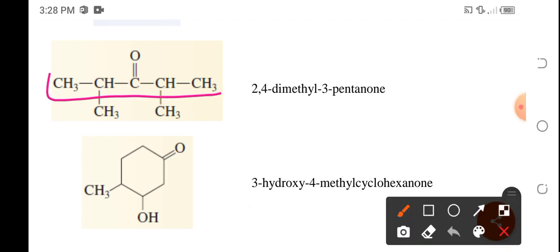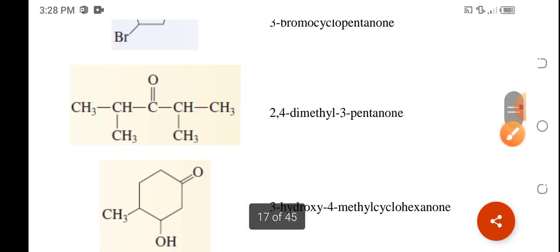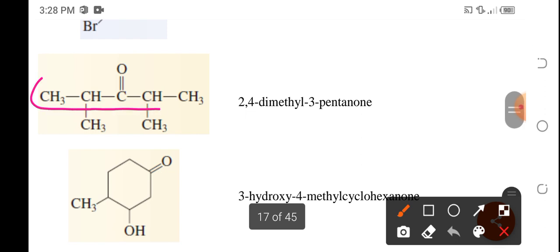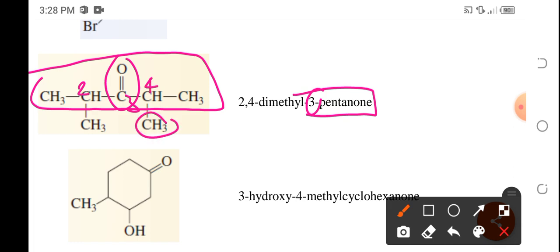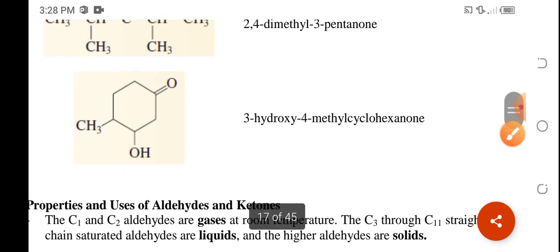Okay, this is a 3-pentanone. The position of the carbonyl group is at carbon number 3, so that is 3-pentanone. And the second and the fourth carbon atoms have methyl groups. Since they are the same, we have to use dimethyl, and we have to indicate the positions of these methyls, and that would be 2,4-dimethyl-3-pentanone.